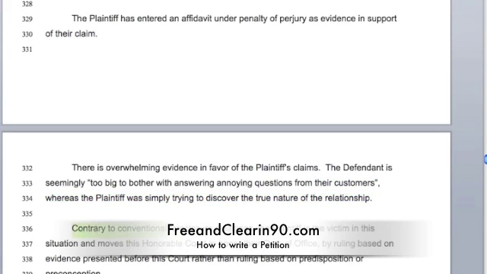So contrary to conventional foreclosure pleadings, the plaintiff is the victim in this situation and moves this court to honor their oath of office by ruling based on evidence presented before this court rather than predisposition or preconception. The court is not allowed to do that. They are required to rule based on evidence and law.